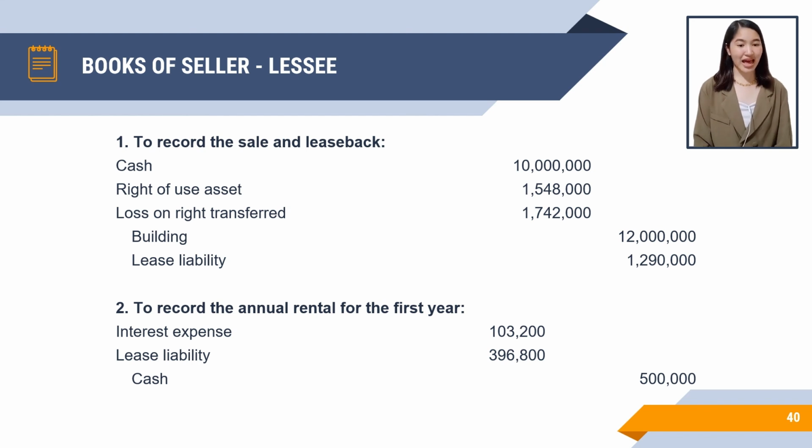So for the next transaction is the annual rental for the first year. So this is the debit na interest expense 103,200, and debit again lease liability 396,800. Itong dalawang to ang kaninang kinompute natin sa table of amortization. Then credit cash na 500,000 pesos.